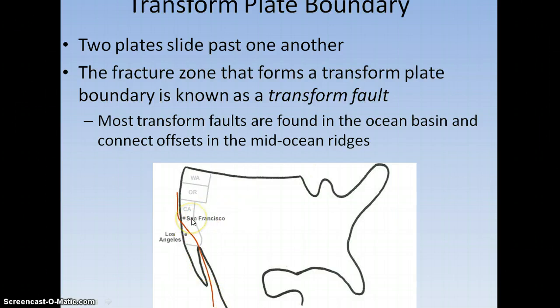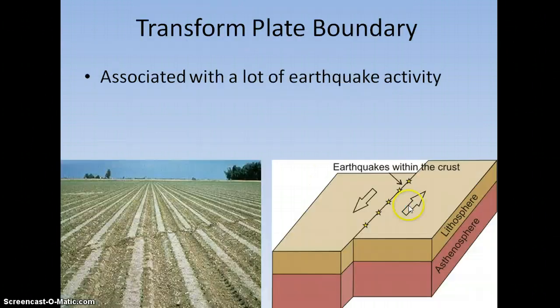And right here they're going to show us the way that it's sliding. Right here the arrows indicate that this plate is moving this way and this plate is moving this way. So these types of plate boundaries are associated with a lot of earthquakes. So right here, you know that in California and San Francisco there's a lot of earthquakes sometimes, so now you know why.